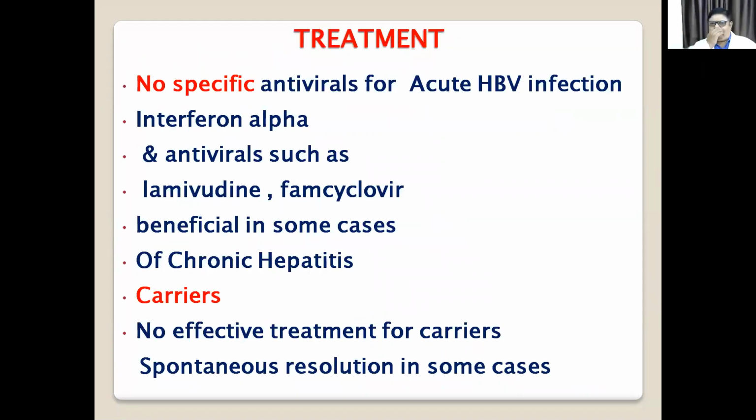Coming to treatment, there is actually no specific antiviral for acute HBV infection. Interferon alpha, interferons, they are the agents produced by our own body against virus, so they can be of help. And antivirals such as lamivudine are beneficial in some cases of chronic hepatitis. Carriers, no effective treatment for carriers. Spontaneous resolution is also seen in some cases. Now that is about hepatitis B.